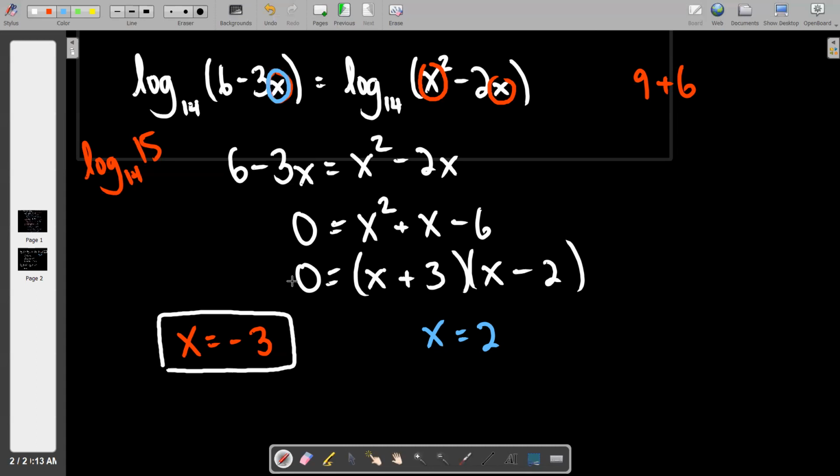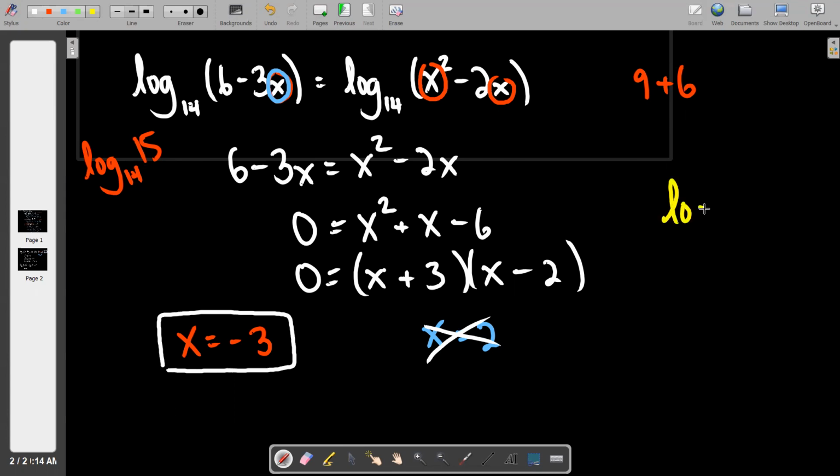I forgot to say this, the log also cannot have an argument of 0. Therefore, x equals 2 can't work because it creates something that doesn't even exist. So for that reason, x equals 2 is going to get a cross. And I would explain it to you the same way.